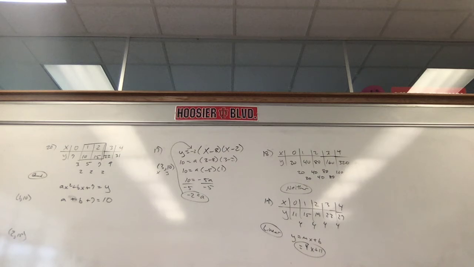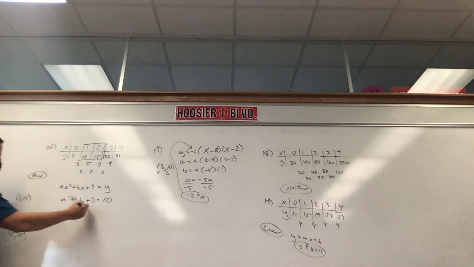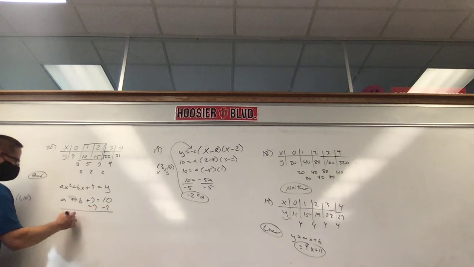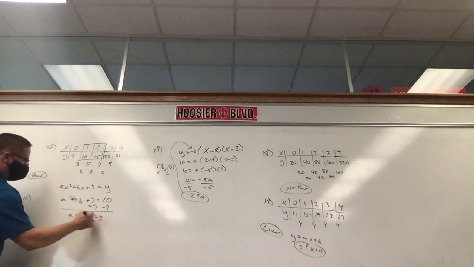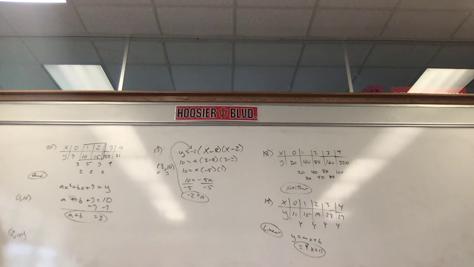And before I move on to the next one, I'm going to make this a little nicer. I'm going to subtract 7 each side. So a plus b equals 3. I'm going to circle that. You can't solve that, though, not yet, because we have 2 variables. Okay? So we do the same thing with 2, 15.